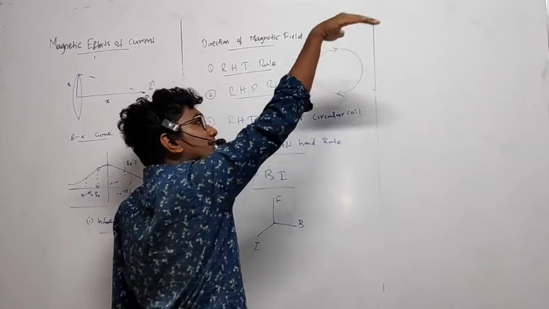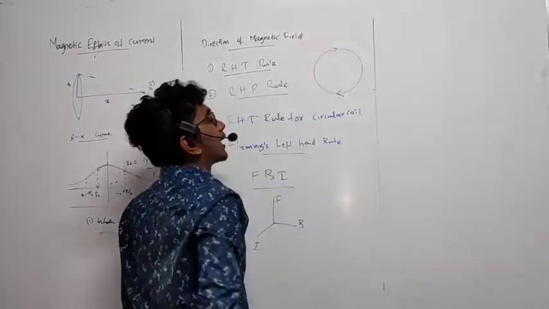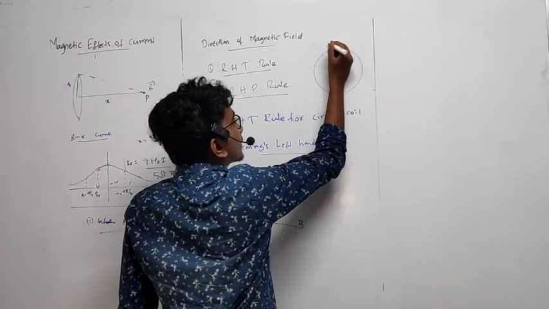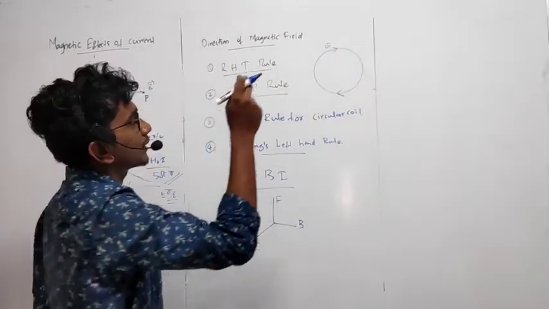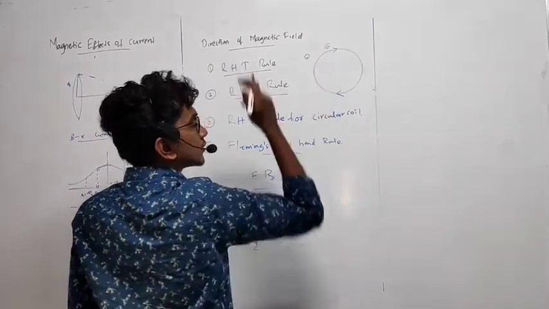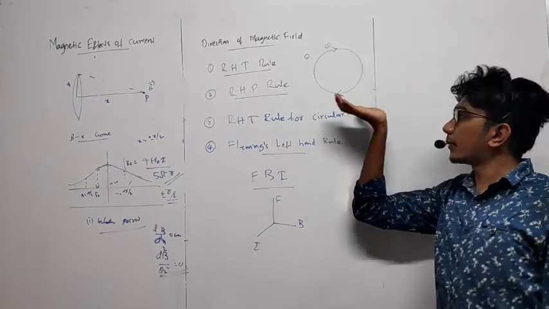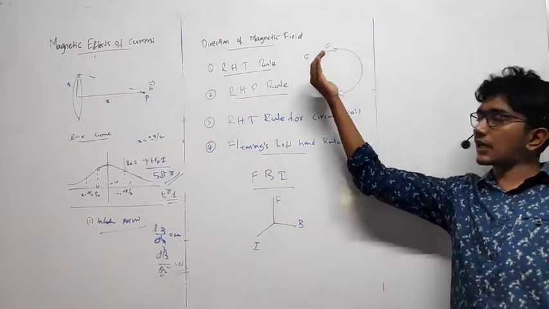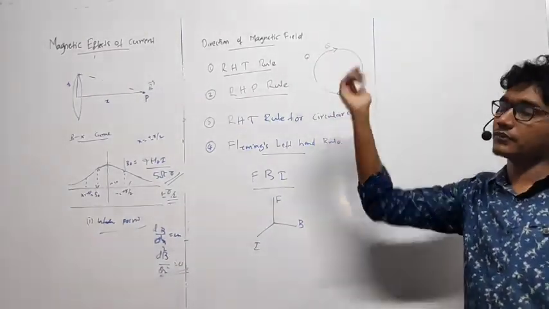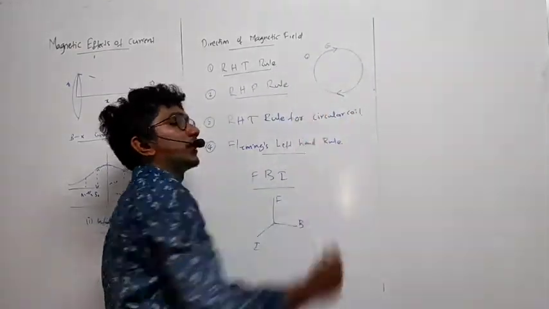So what is the direction here? This is current. What is the direction here? Inside, into the paper. We represent that with a cross, into the paper. Dot is outwards. What about the direction here? Okay. So my four fingers show the current, and the thumb shows this direction. That is the right hand thumb rule for a circular coil, or the right hand palm rule.